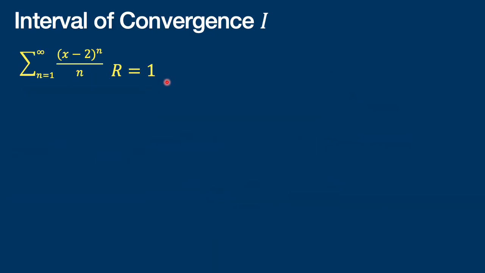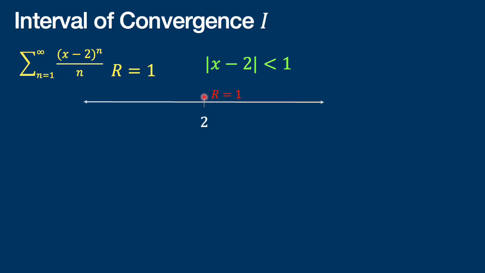Here is another example of finding the interval of convergence. We have a power series with radius 1. What is the center? The center is 2. So we can write the absolute value of x minus 2, where 2 is the center, is less than 1. This series is going to converge. So draw the number line. 2 is the center and the radius is 1. Going to the right 1 unit, the endpoint is 3. Going to the left 1, the endpoint is 1.